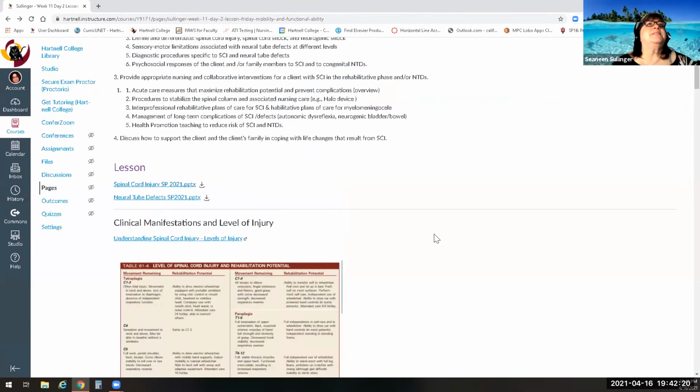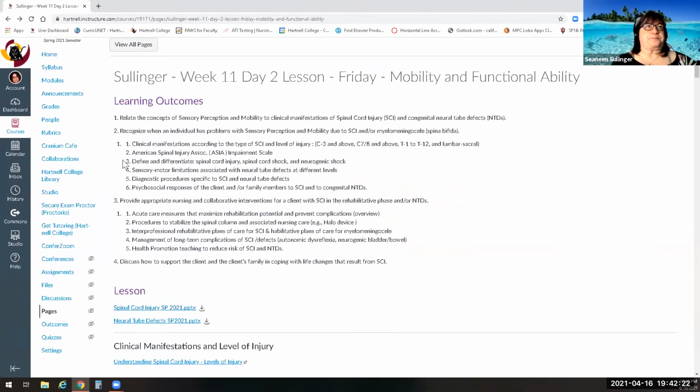All right. So let's go back to our objectives. We talked about the ASIA impairment scale already. We're going to go a little more into spinal cord shock and neurogenic shock.